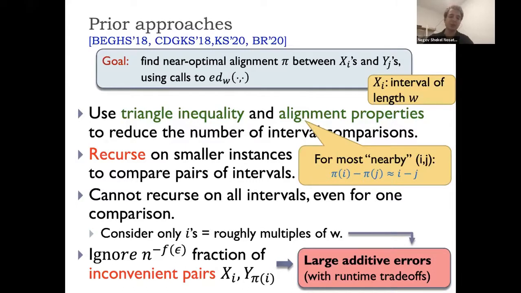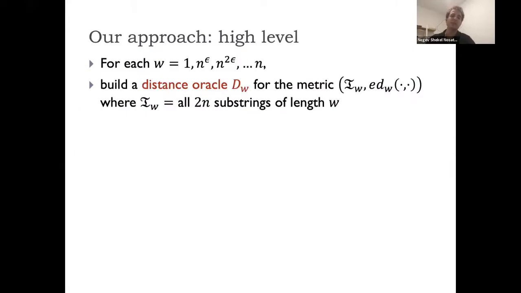To bypass this problem, I'm going to discuss now what our approach was. Our approach, instead of recursion, took more of a dynamic programming approach. Instead of starting with the full size interval and then recursing to smaller and smaller sizes, we did it the other way around. We started with length 1 substrings, and then we make the size slightly larger each time until we can approximate n length substrings.